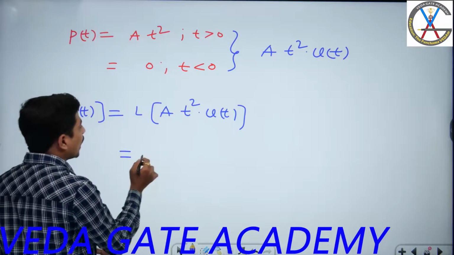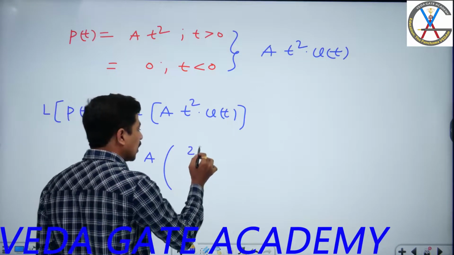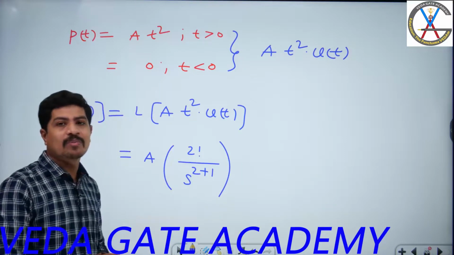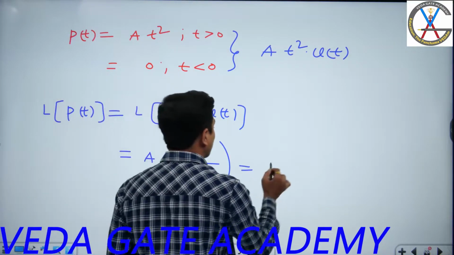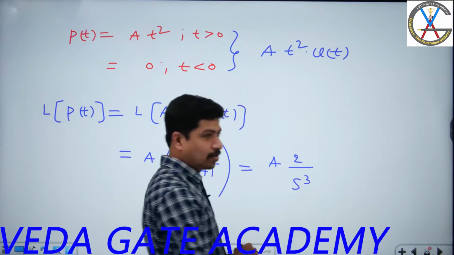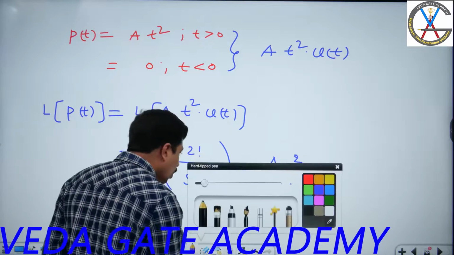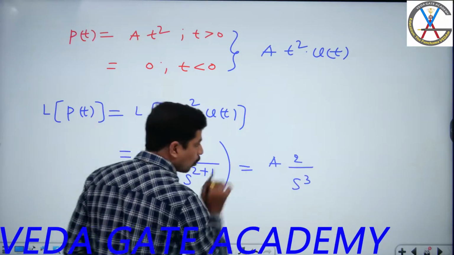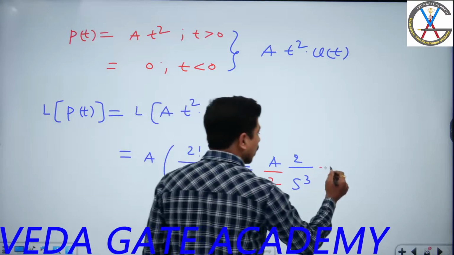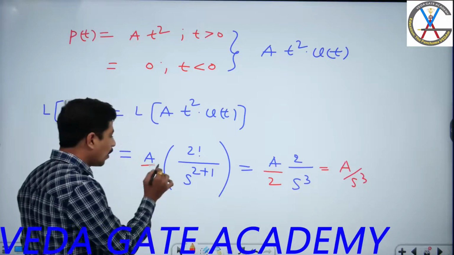I can throw a outside. Now what is the Laplace transform of t square? n factorial by s power n plus 1, so 2 factorial by s power 2 plus 1. That is equal to a into 2 by s cube. Yes or not? I do not want this 2 here. What to do? Divide with 2. Then the answer is a by s cube. As I don't want 2 here, I have to divide here also.